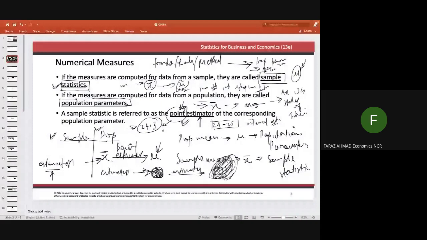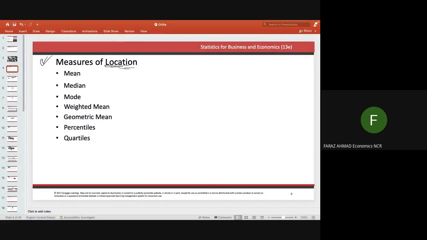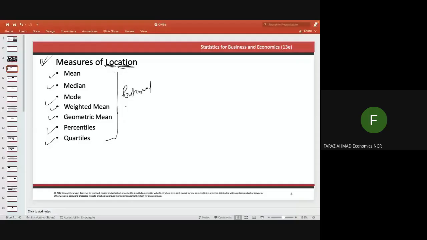So let's talk about measures of location. What are these measures? Location means the position, or where something is situated. So we will talk about mean, median, mode, weighted mean, geometric mean, percentiles, quartiles. These are all positional statistics, right? So these are measures of location, where something is located.